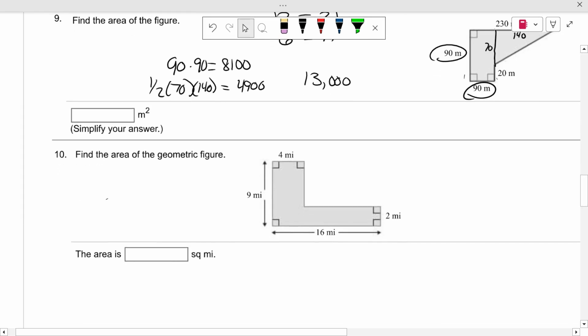Okay. Last one, you just cut it apart. So this is 4 times 9, which is 36. If this whole thing is 16 and this is 4, this is 12. This is 12 times 2, which is 24. 36 plus 24 is 60. So that's what you'll be doing today, is working with areas.